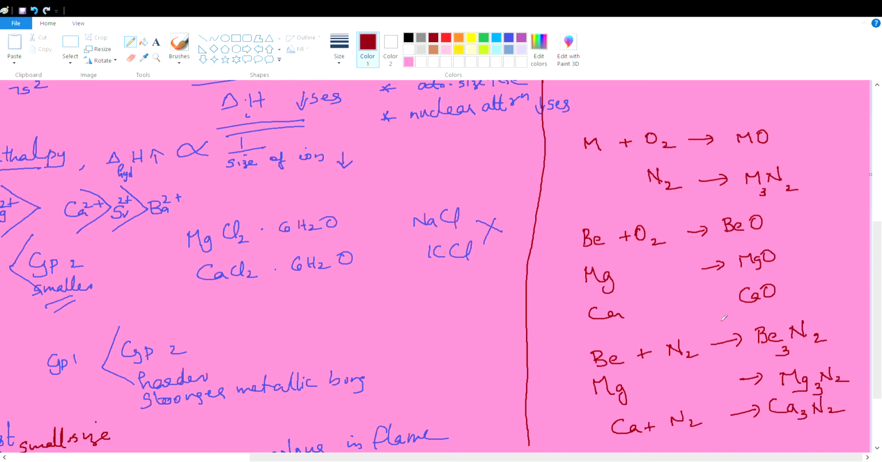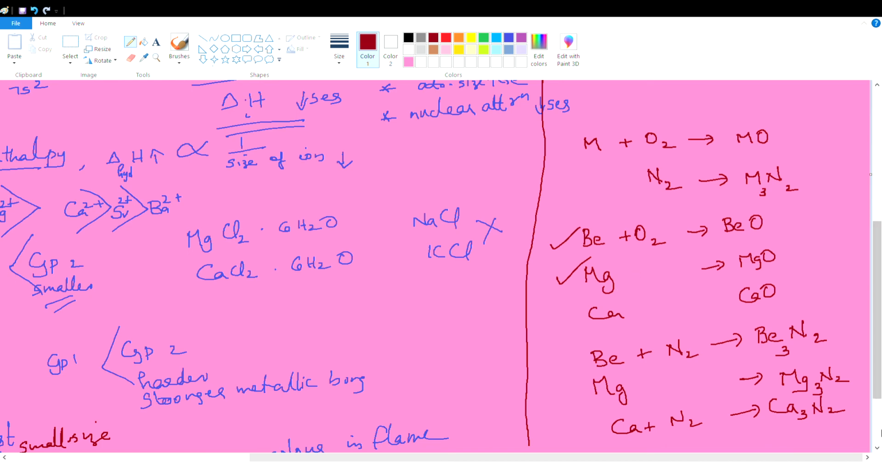But the reaction rate of beryllium and magnesium with oxygen and nitrogen is very slow. This is because of the formation of an oxide film on their surface. So an oxide film is formed on the surface of beryllium and magnesium, and that film prevents further reaction with the atmospheric oxygen and nitrogen. So the reaction rate of beryllium and magnesium with the atmospheric air is kinetically very slow. The speed of the reaction is very small, meaning these two are kinetically inert to oxygen and nitrogen.